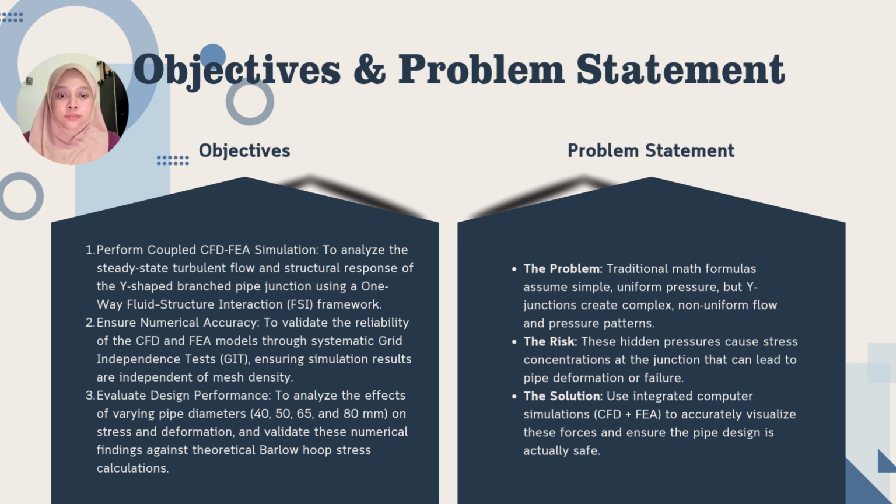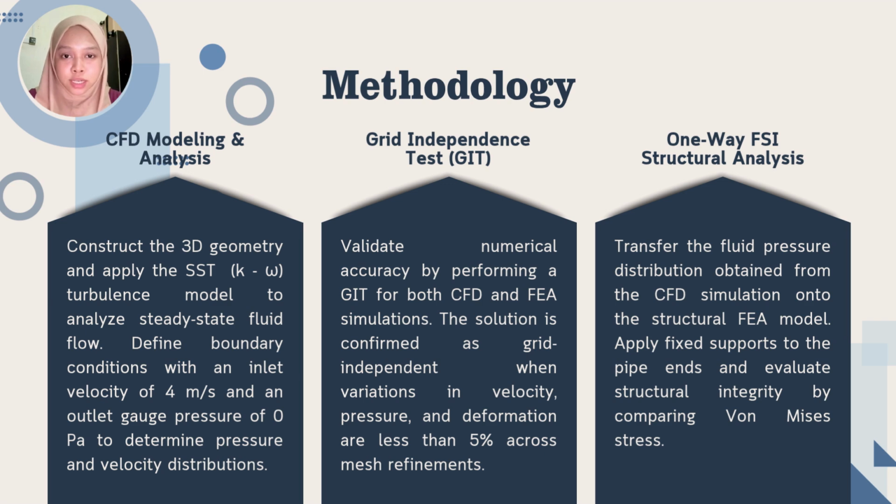For the methodology, we use CFD modeling and analysis. We construct the 3D geometry and apply the SST turbulence model to analyze steady-state fluid flow. Define boundary conditions with an inlet velocity of 4 m/s and an outlet gauge pressure of 0 Pa to determine pressure and velocity distributions. The next one is GIT, grid independence test.